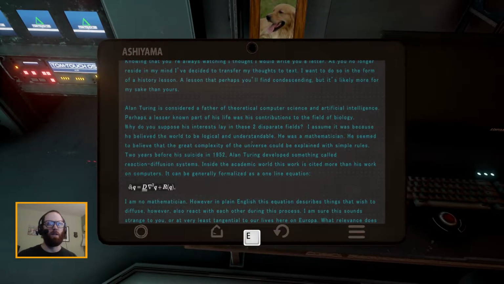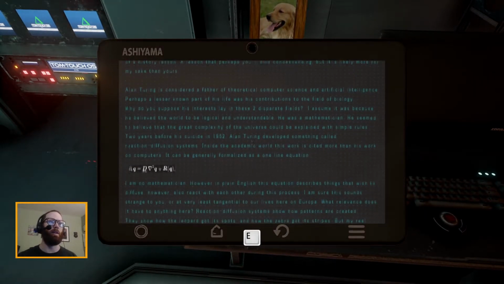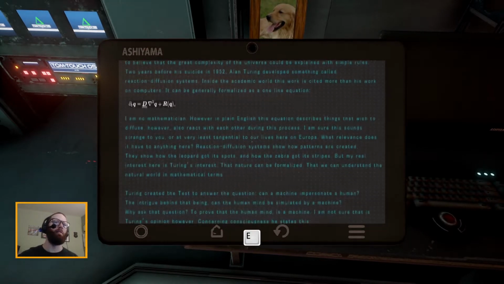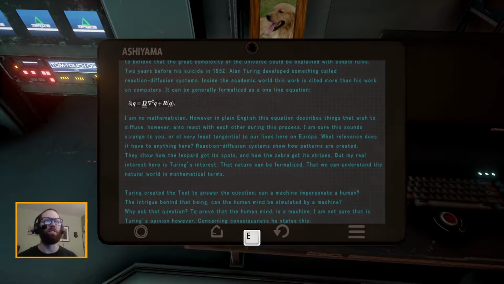He was a mathematician. He seemed to believe that the great complexity of the universe could be explained with simple results. 2 years before his suicide in 1952, Alan Turing developed something called reaction diffusion systems. Inside the academic world, this work was cited more than his work on computers. It can be generally formalized as a one-line equation. And there it is. I'm not even going to pretend like I know what that is. I'm no mathematician, neither am I. However, in plain English, this equation describes things that wish to diffuse, however, also react with each other during this process. I feel a metaphor coming along.